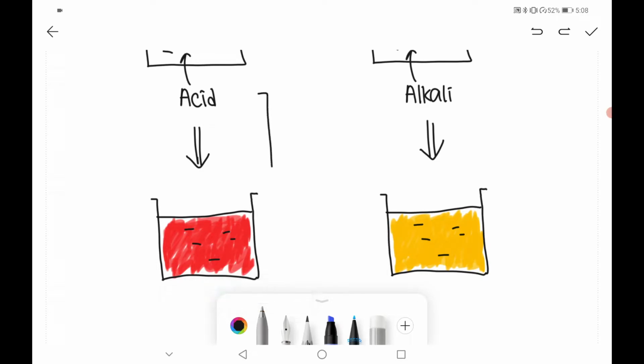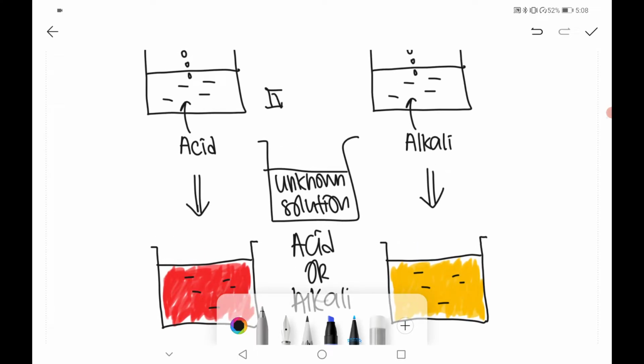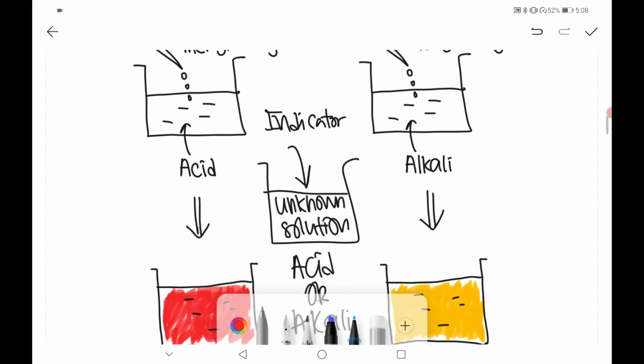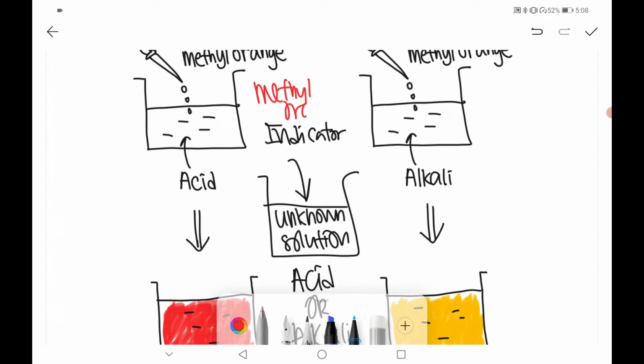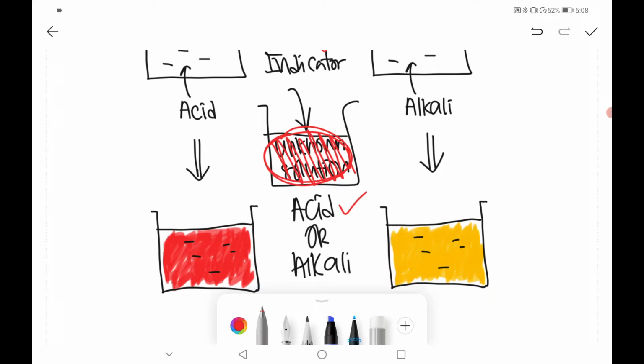Imagine this, if you are given an unknown solution and you don't know whether the solution is acidic or alkali, you can just add your indicator and see the color. For example, if you add methyl orange and the solution becomes red, now you know already. When you see red color in the methyl orange, you know it is acidic. So now you know this solution is an acid, okay?